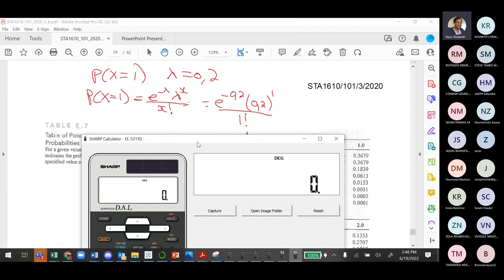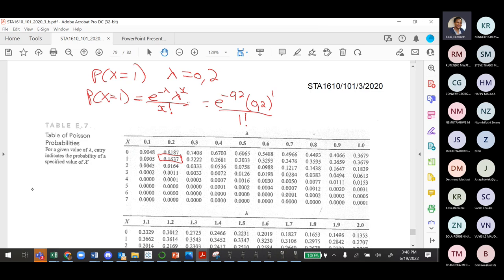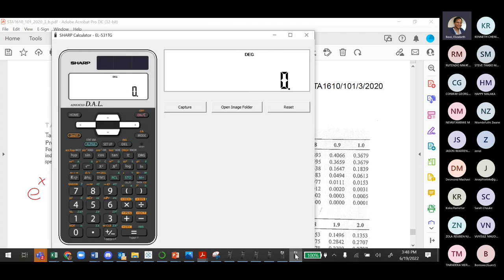So we can first calculate e to the power of negative 2. So where do you find your e to the power of negative 2? It's on the ln button. You will see that there is a button where e to the power of x is written in orange, right? So therefore, it means we're going to have to press the second function.